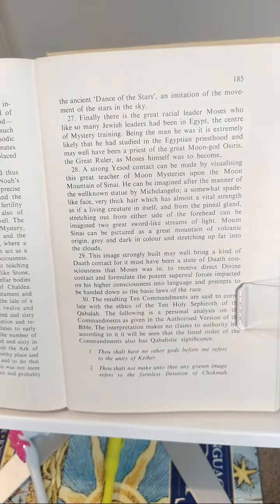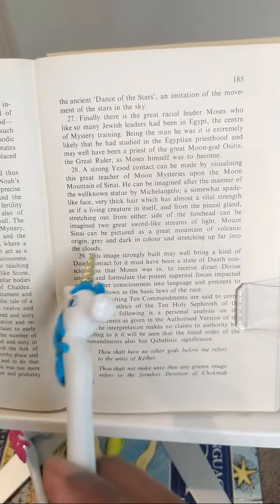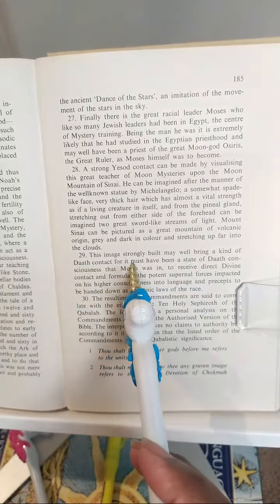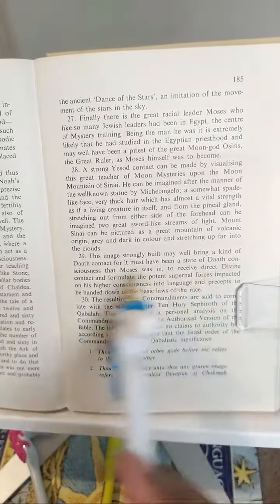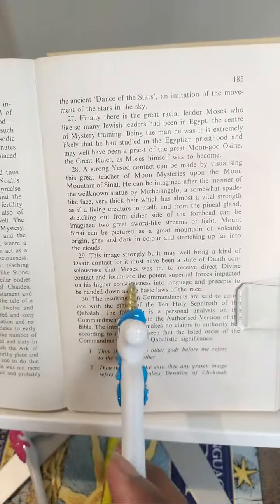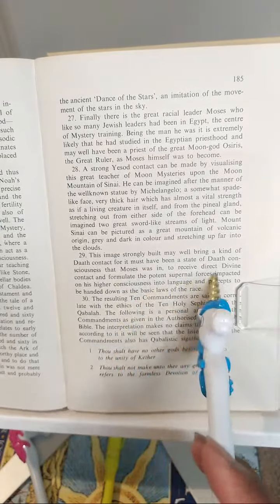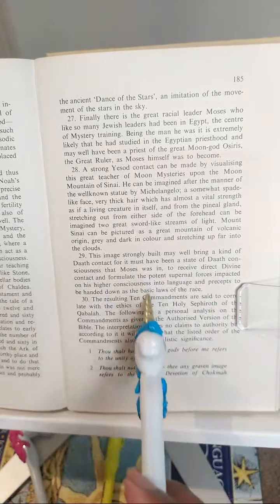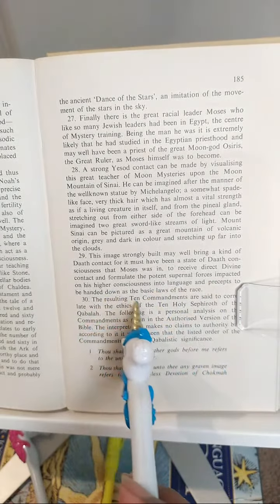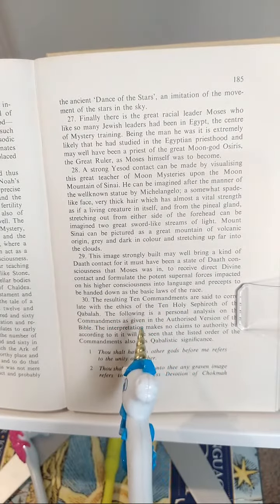That was all one sentence. He must have been excited with this part. This image, strongly built, may well bring a kind of dhoth contact, for it must have been a state of dhoth consciousness that Moses was in to receive direct contact and formulate the potent supernal forces impacted on his higher consciousness into language and precepts to be handed down as the basic laws of the race.